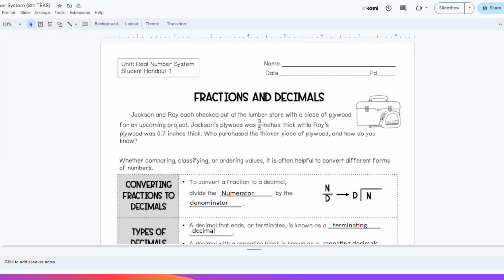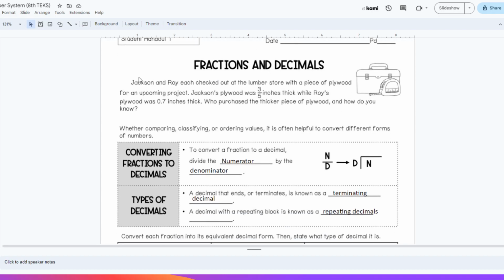And as you can see here, we're going to be looking at fractions and decimals. Jackson and Roy each checked out at a lumber store with a piece of wood for an upcoming project. Jackson's plywood was 3 3/5 of an inch thick, while Roy's plywood was 0.7 inches thick. Whose purchase was thicker, and how do you know?